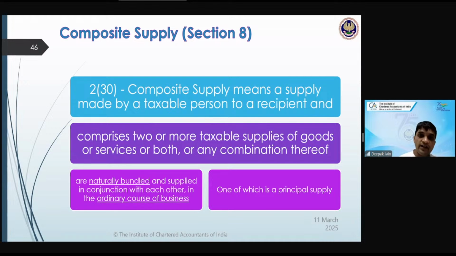Composite supply is defined under the GST law. We'll see the definition, then we will understand this. Composite supply means a supply which is made by a taxable person to a recipient, right? Every supply will be made by a taxable person to a recipient. Here also it says so. A composite supply means a supply made by a taxable person to a recipient, and it comprises of two or more taxable supplies of goods or services or both, or any combination thereof.